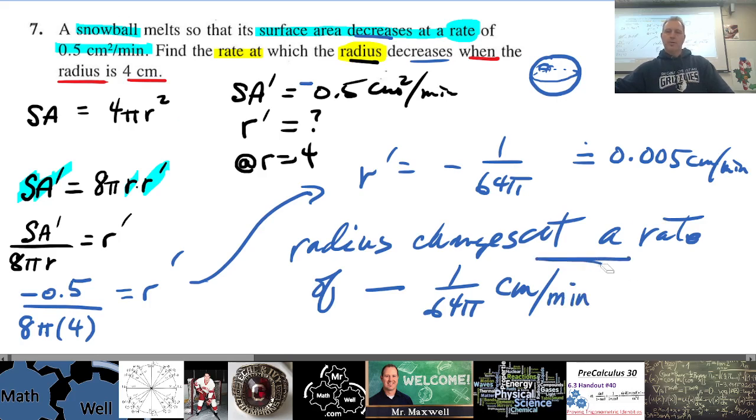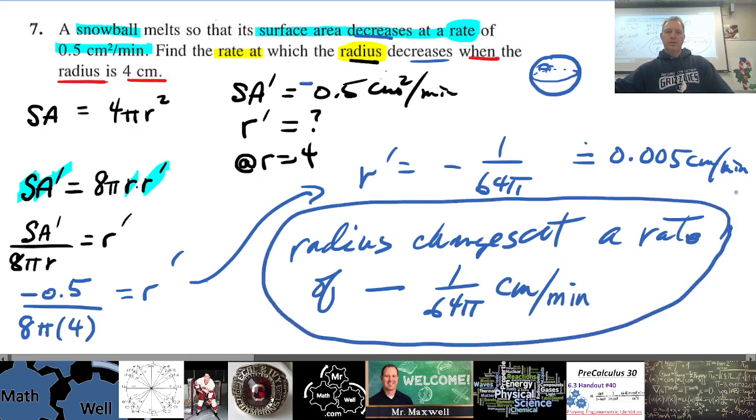Circle that whole thing. Please make sure you identify your answer. Do a circle of some sort, please. All right. What do you guys think about that? Number 7.